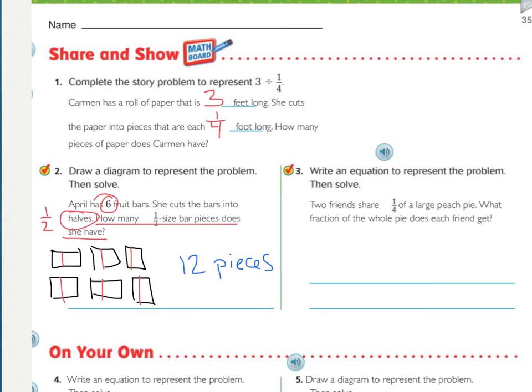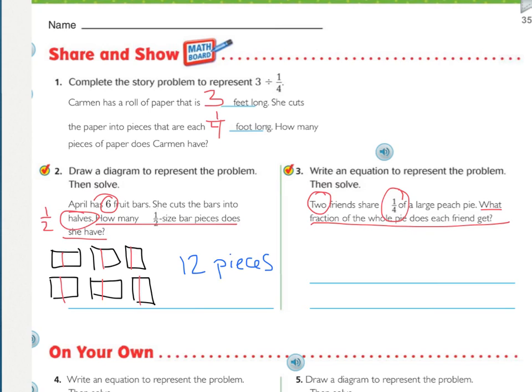And then number 3, it says, write an equation to represent the problem, then solve. So 2 friends share 1/4 of a large peach pie. What fraction of the whole pie does each friend get? Okay, what are you being asked to find? You're asked what fraction of the whole pie does each friend get? And there's 2 friends and they're sharing 1/4.